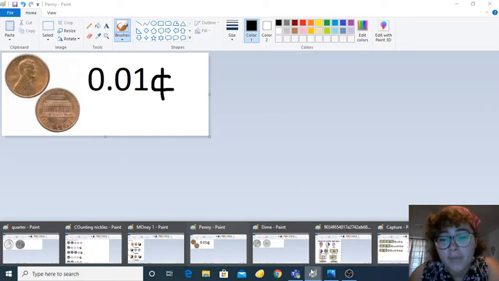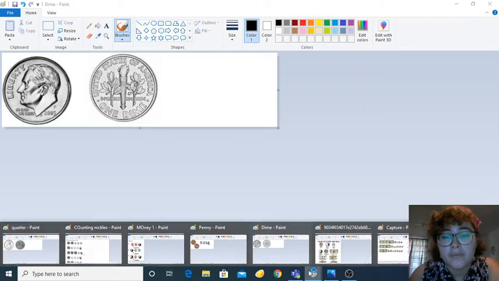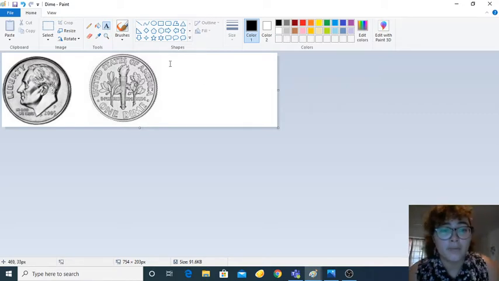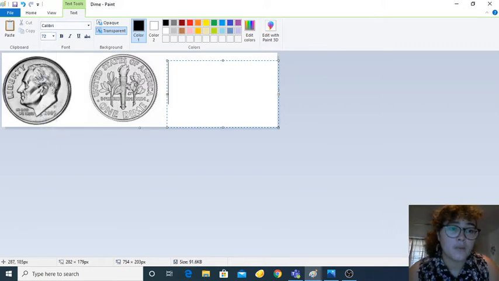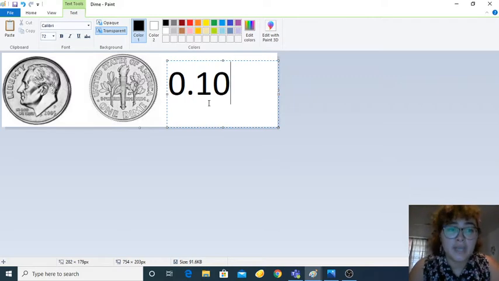Then we have our dime. We did see the dime before we saw the nickel, so a dime, it's known as our tiniest coin, and our dime is worth 10 cents. So I'm going to go back over here. Let's create our box. Make sure you guys can see it. We put 0.10, 10 cents.